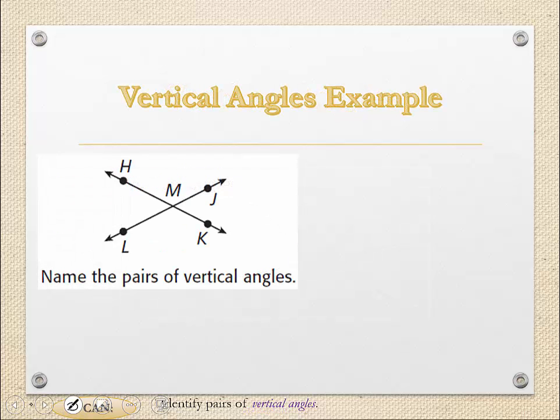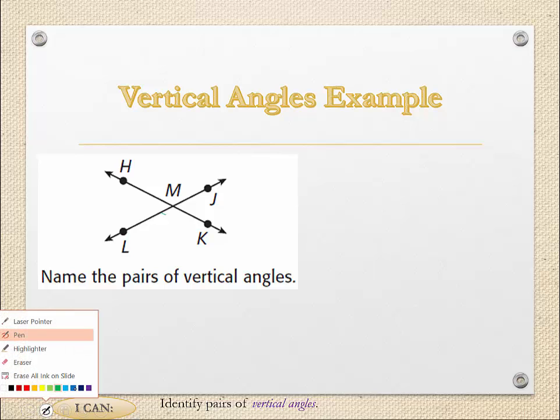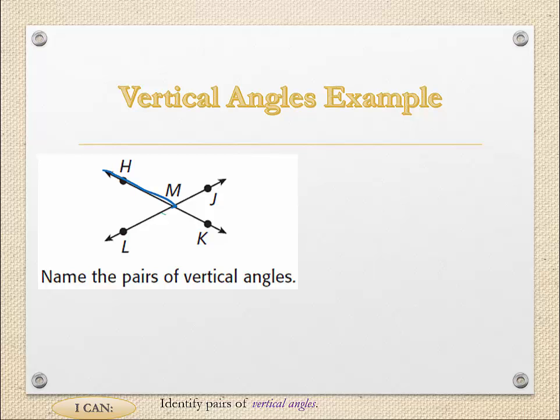Name the pairs of vertical angles. So we have a couple points here, and we have 2 sets of vertical angles. Doesn't matter which one you name first. But right here is a vertical angle to right here. So I would say the angle HML is a vertical angle to angle JMK.